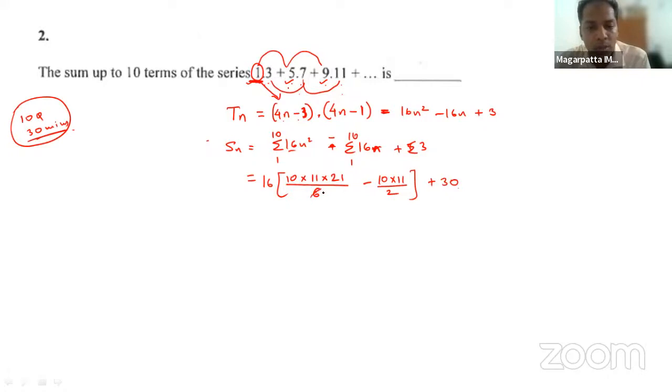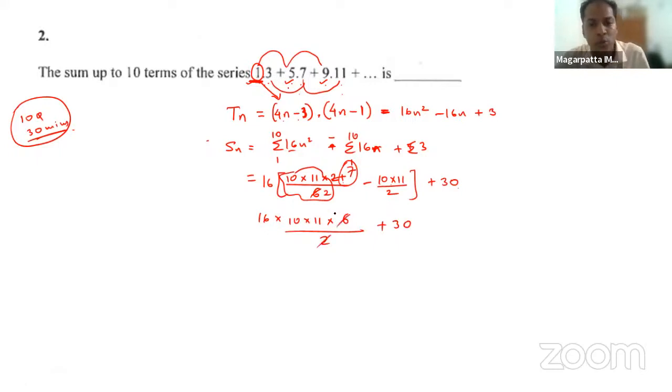Okay, 3 goes 2 times, 3 goes 7 times. 10 into 11 by 2 is common, 10 into 11 by 2, and 7 minus 1. So the difference would be 6. So ultimately what we have is 16 into 10 into 11 into 7 minus 1, 7 times minus 1 times. So 6 times, the whole by 2, plus 30. Let's quickly do the calculation.